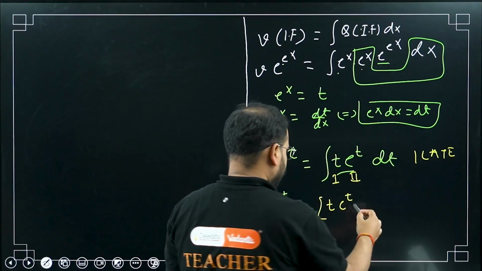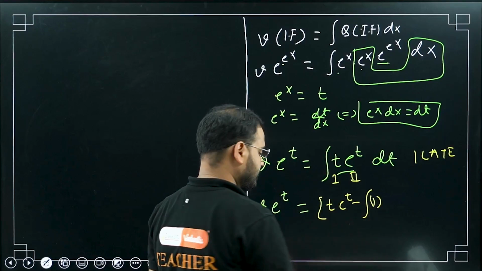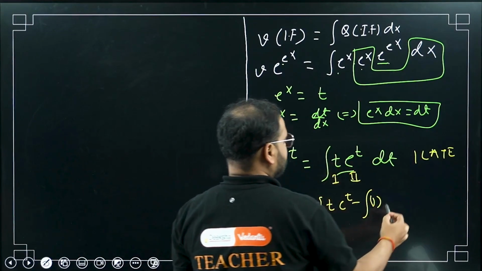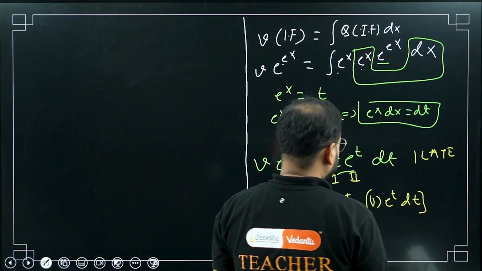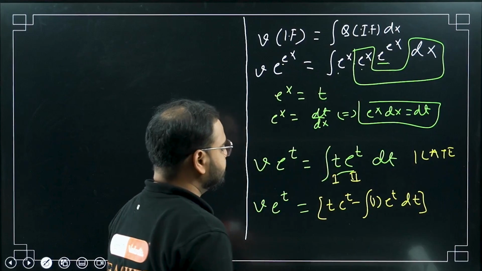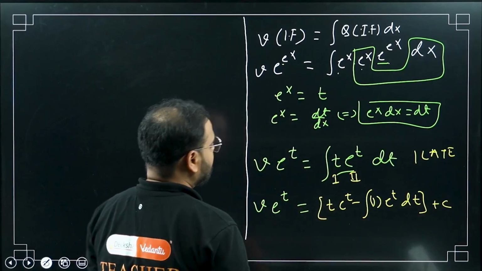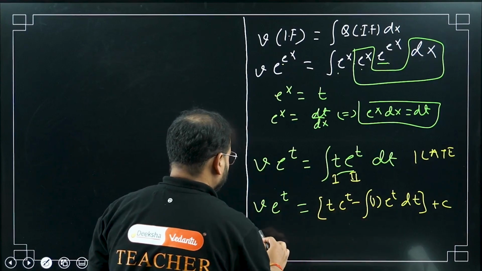Okay, minus sign. Differentiation of the first function, t, is 1. Integration of the second function, e power t, with variable dt. Plus c will come, obviously, for the integration. I don't write any other constant. This will be the last of it.